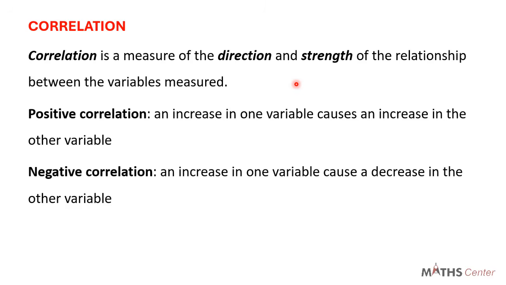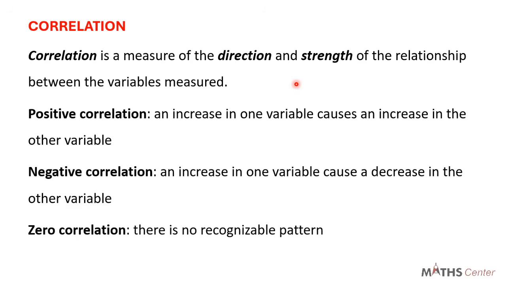We also have what we call a zero correlation. Sometimes the data that you collect can be such that you can't draw any recognizable pattern. You can't really tell whether it's positive or it's negative. You can't tell whether as one variable increases, the other increases, or as one increases, the other decreases. You can't really draw any reasonable conclusion from the data. When you have such data, you say that the correlation is a zero correlation.